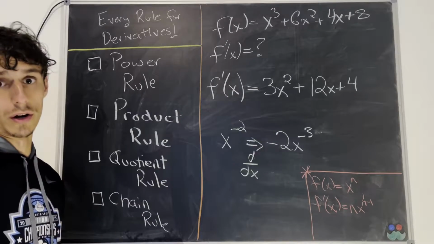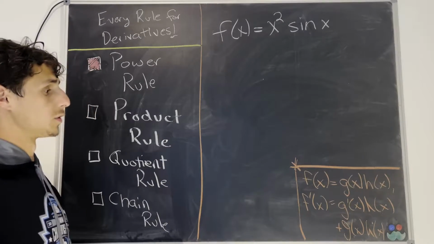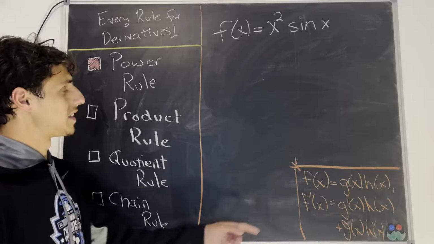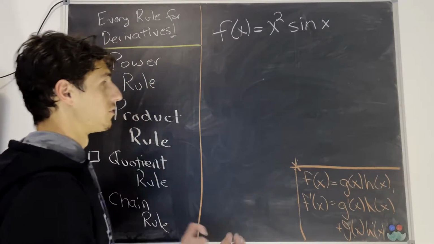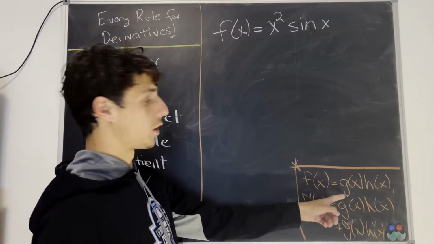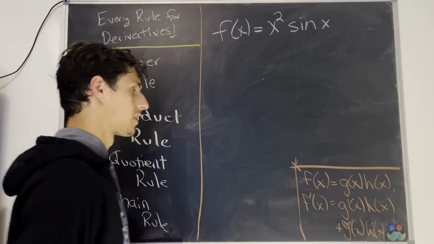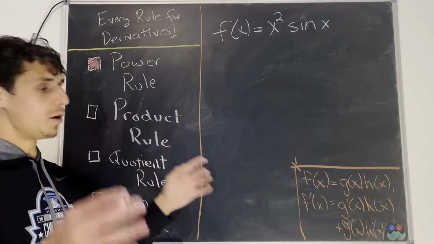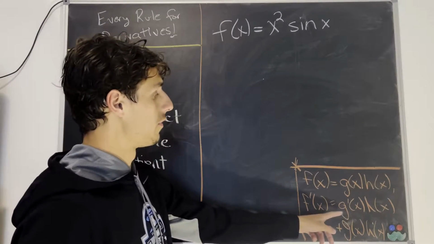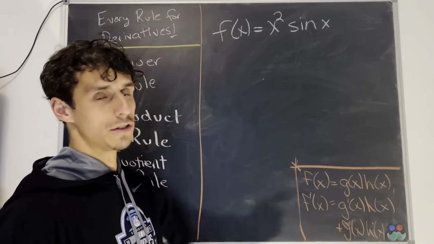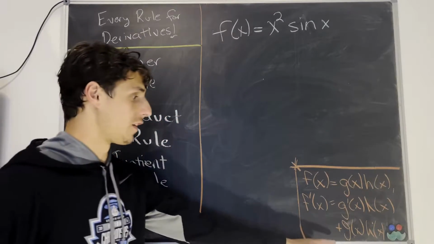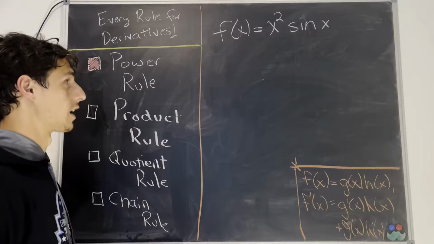Let's move on to the product rule. I wrote the product rule down here in orange. That tells us if we have a function that's made up of two functions multiplied together, we'll call those g of x and h of x, then the derivative of the overall function is the derivative of g of x times h of x plus g of x times the derivative of h of x.